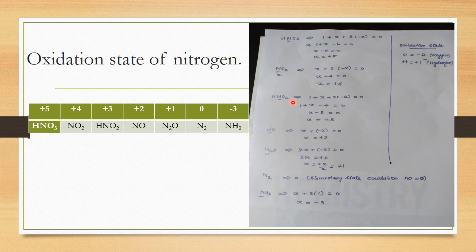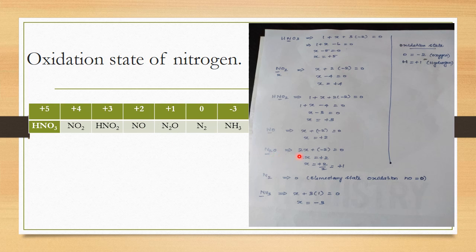Come to nitrous acid, HNO2. I have underlined nitrogen, that is considered to be X. X plus hydrogen, its oxidation number +1, and oxygen 2 into -2 equal to 0. So 1 plus 2 into -2, that is -4, equal to 0. So 1 minus 4 is -3, so X equal to +3. For nitrous acid, HNO2, nitrogen has the oxidation number of +3. And NO, N can be considered to be X plus 1 oxygen atom, its oxidation number -2, so X equal to +2. So for NO, its oxidation number is +2 for nitrogen.